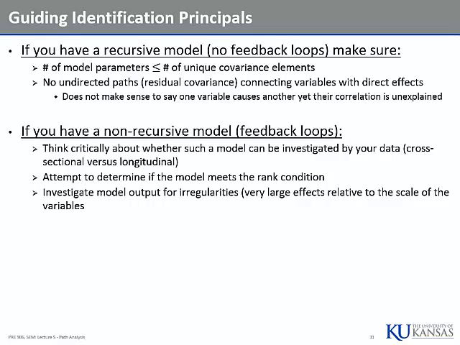If you have a recursive model, no feedback loops, you're awesome. If you're non-recursive, you're not. So in the case that you're awesome, you just need to make sure that your number of model parameters is less than or equal to the number of unique covariance elements.